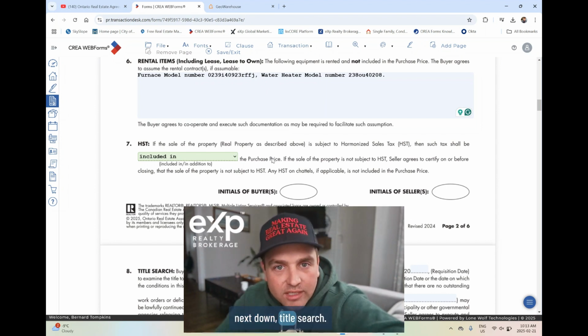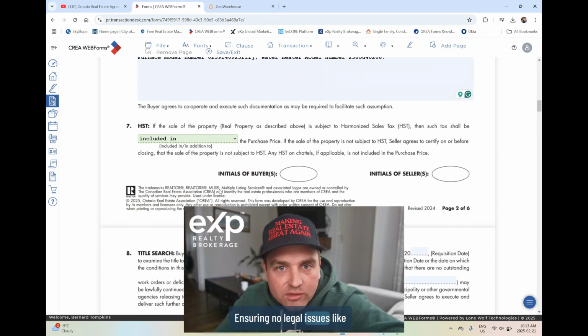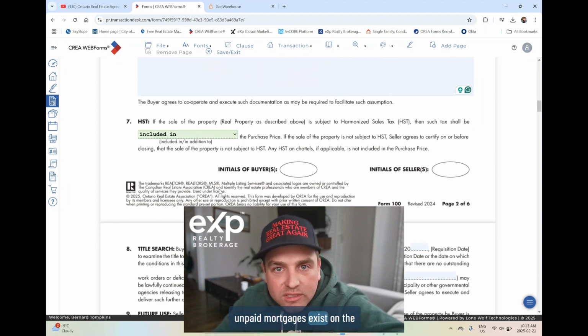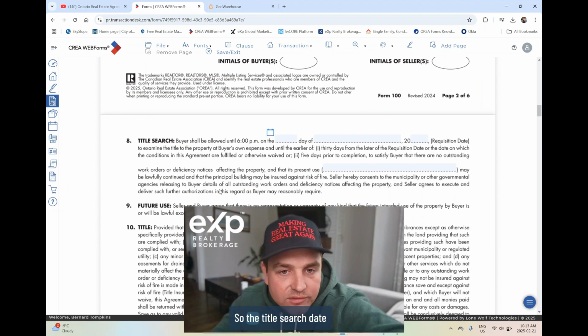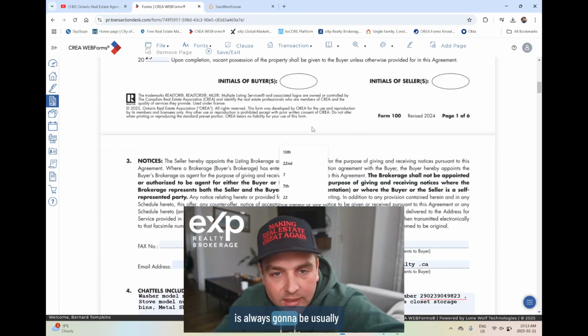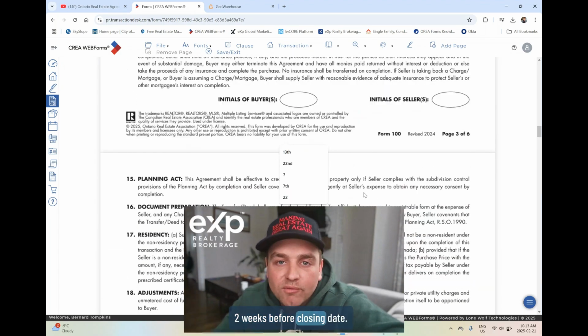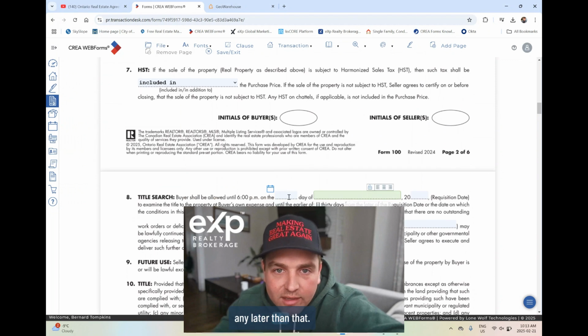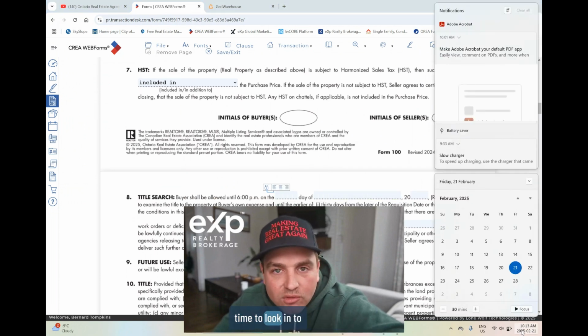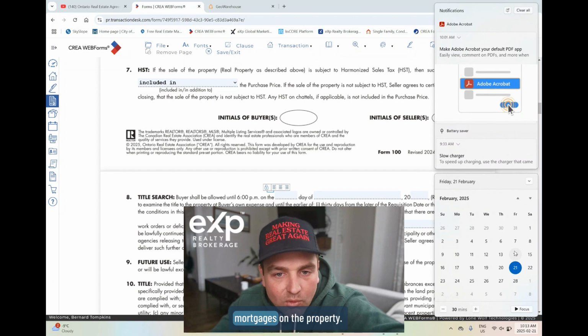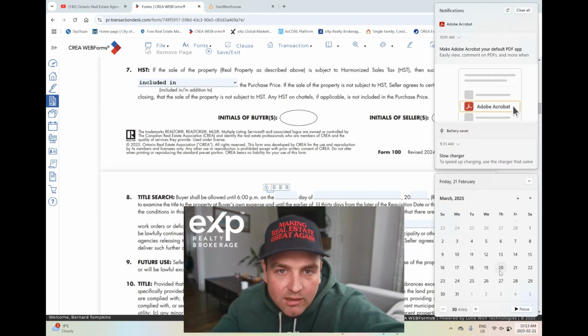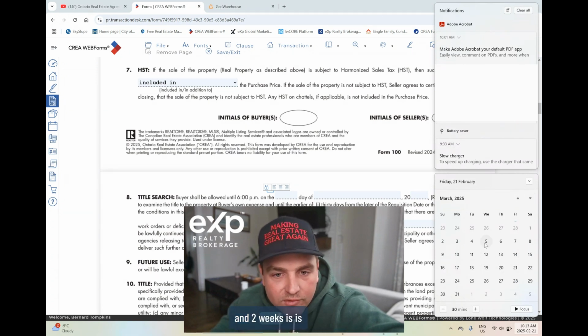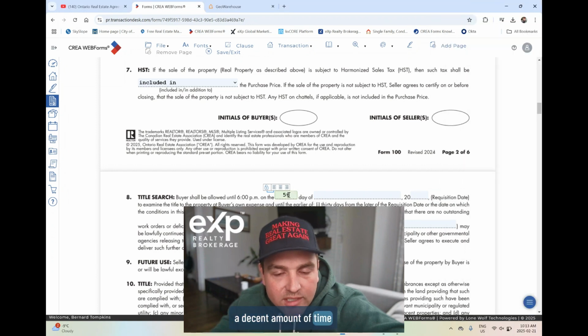Next down, title search. Ensuring no legal issues like unpaid mortgages exist on the property before the sale. So the title search date is usually 2 weeks before closing date. You don't want it any later than that. It just gives the lawyers enough time to look in to make sure there's no liens or unpaid mortgages on the property. And 2 weeks is a decent amount of time for them to do that.